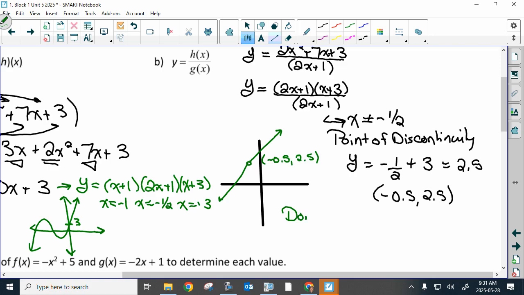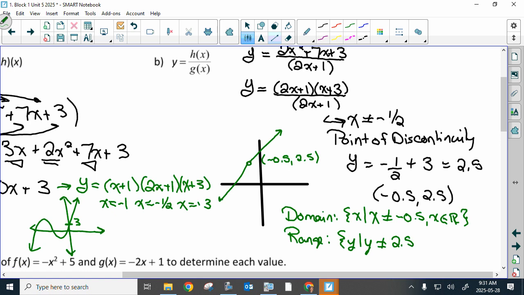So guys, domain, we're going to have to use set. So x such that x cannot equal negative 0.5, x is an element of the real number system. And then the range, y such that y cannot equal 2.5, y is an element of the real number system, right? Remember that for a point of discontinuity, the y value becomes your non-permissible value for y.